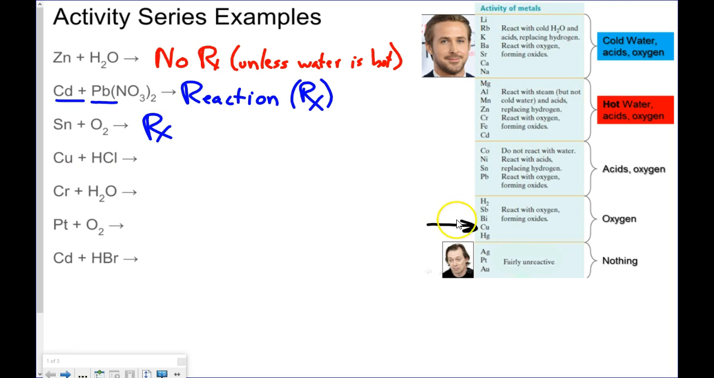Next one, copper plus hydrochloric acid. Copper will react with oxygen, but that's about it. It's not going to react with something here, even something that's an acid. In this case, we are not going to get a reaction.